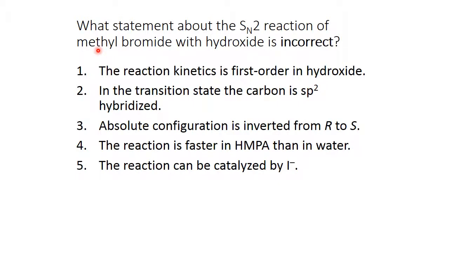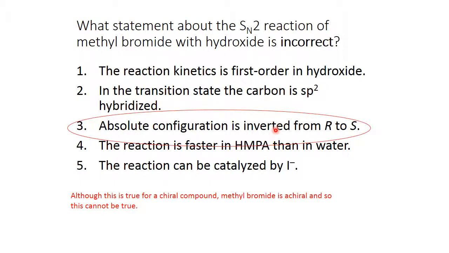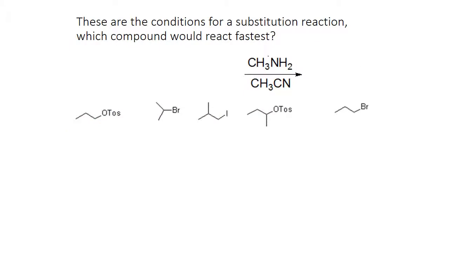The reaction can be catalyzed by iodide. This is actually correct. Methyl bromide can undergo an SN2 very quickly with an iodide. And then what happens is the iodide's a better leaving group, so the hydroxide then can attack the methyl iodide even faster. And so this is actually true. So the answer to this is that the absolute configuration is inverted from R to S is incorrect. Okay. Because methyl bromide isn't even chiral.